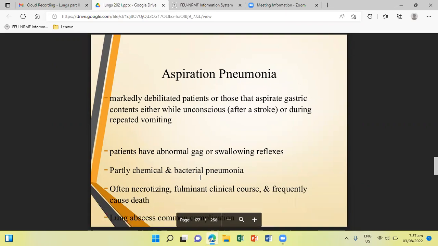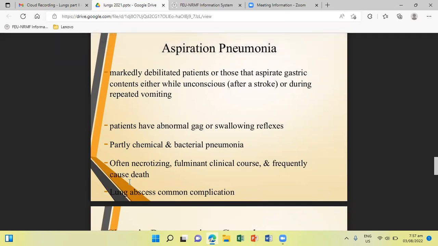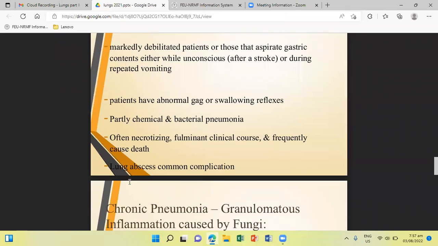The usual presentation would be that of the necrotizing type, so that when you look at it under the microscope, lung abscess is a common finding that you would see.